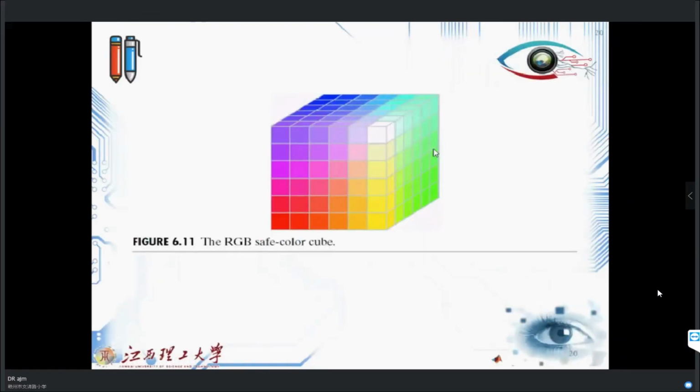Again, here I show the safe color cubes in the RGB, where you can see the variety of the colors there.